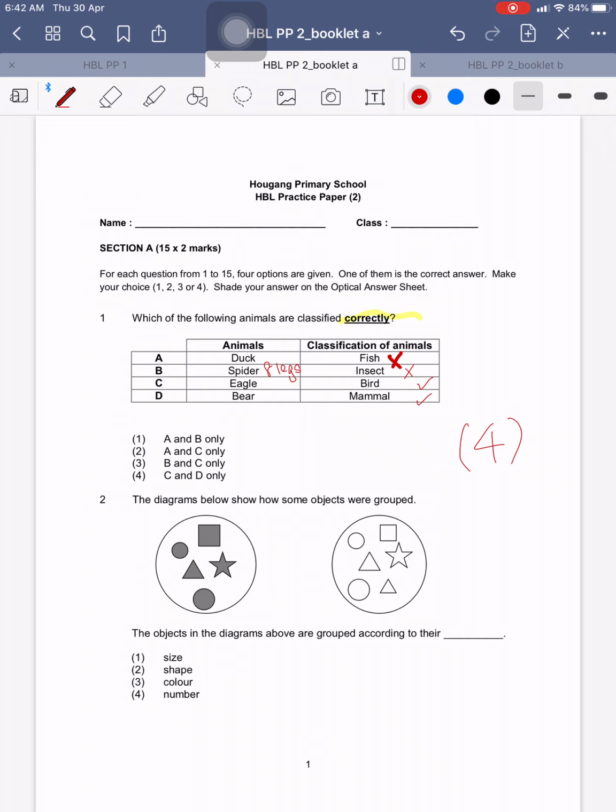Now question number 2. The diagrams below show how some objects were grouped. So the objects in the diagrams above are grouped according to their color. That's answer number 3. You can see that on the left side, these are all shaded. Right, you see like dark gray in color, whereas this side, they are not colored at all. Okay, next.